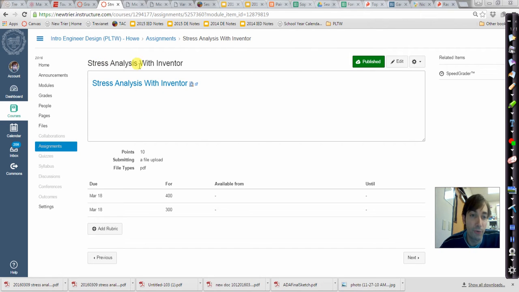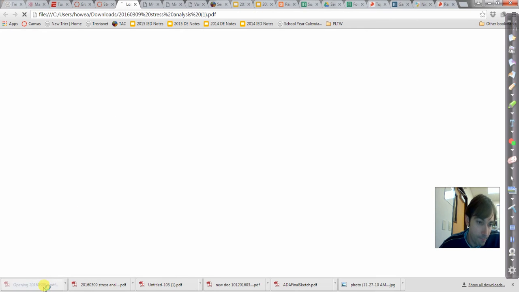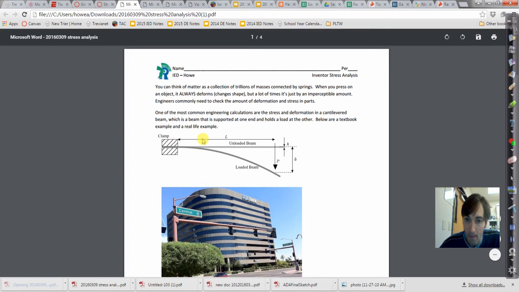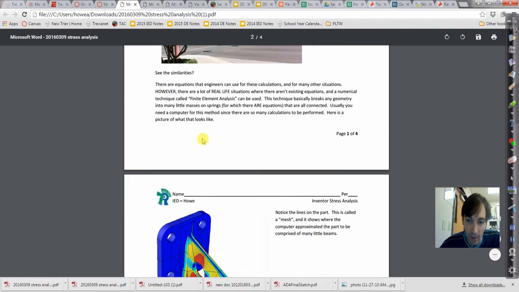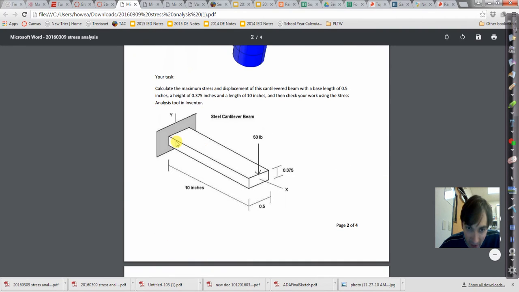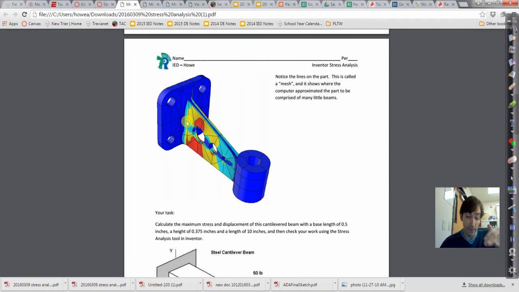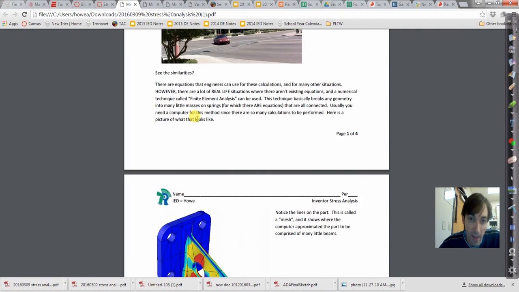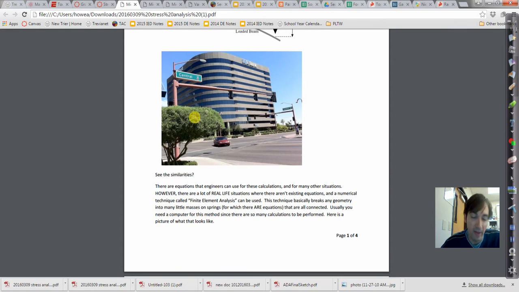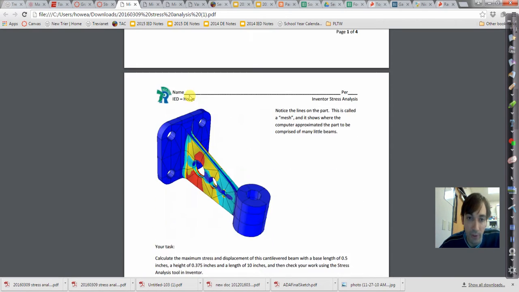Okay, here we've got our stress analysis with Inventor assignment. Let's open that up and see what we've got. So with Inventor, you can actually calculate the amount of stress and strain inside of a part. So basically, how far is it going to move by being forced, and how much stress, like how much pressure is inside the material. So for example, did you build the stoplight strong enough to withstand the wind? Kind of important for an engineer to know how to do.